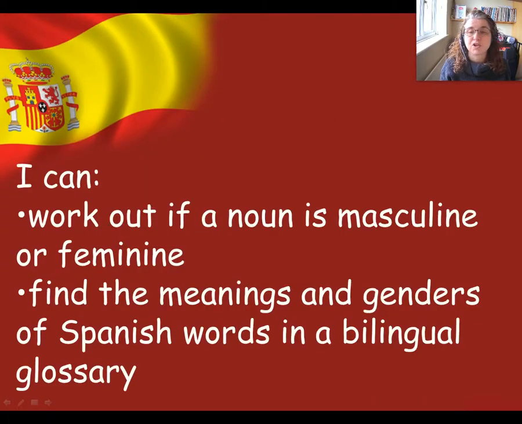Today, then, we're going to be carrying on our work to find out if nouns are masculine or feminine and the clues that we can look for to help us to spot whether they are masculine or feminine. And then we're also going to be using a bilingual glossary. A bilingual glossary is one that is in two different languages, and we're going to be using that to help us to find out the meanings of some new nouns, but also the genders. In other words, are they masculine or feminine?